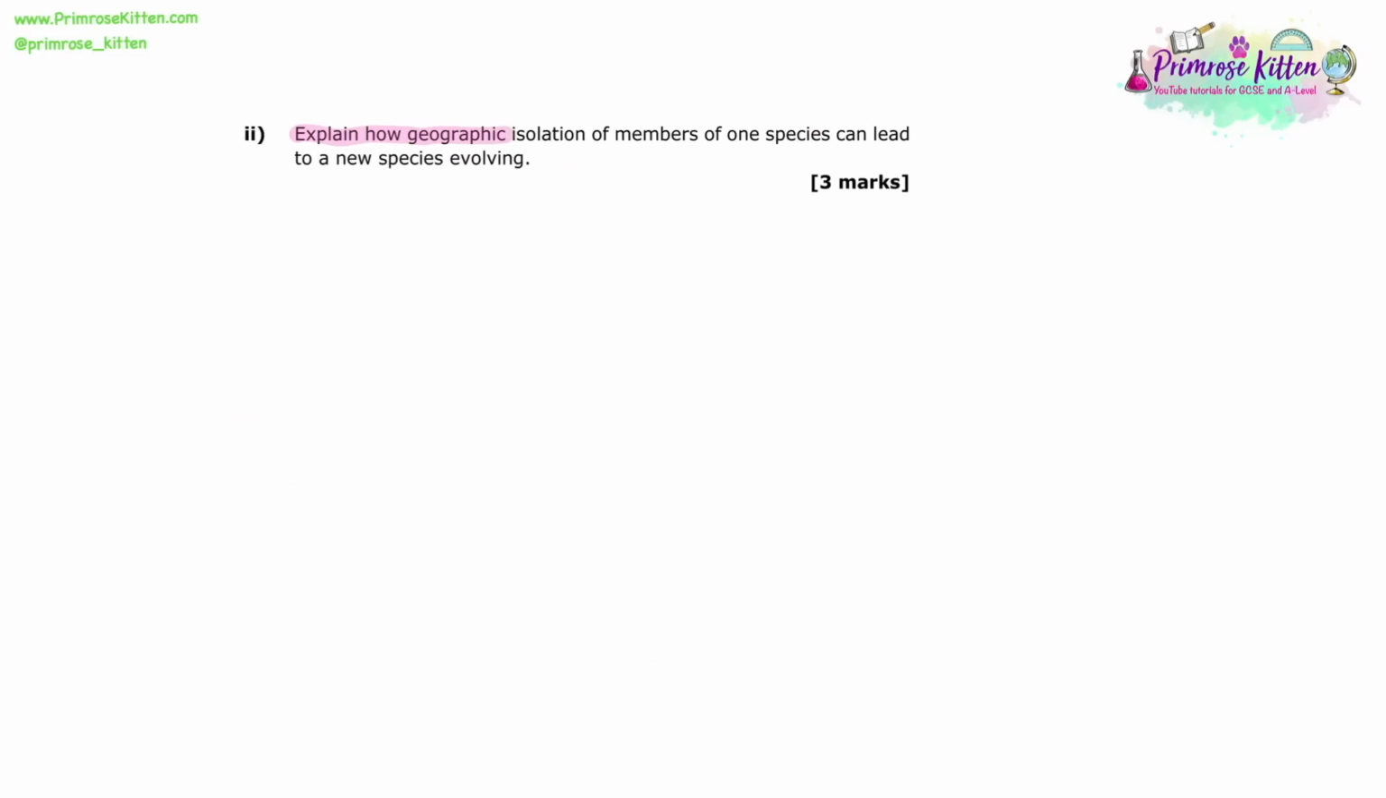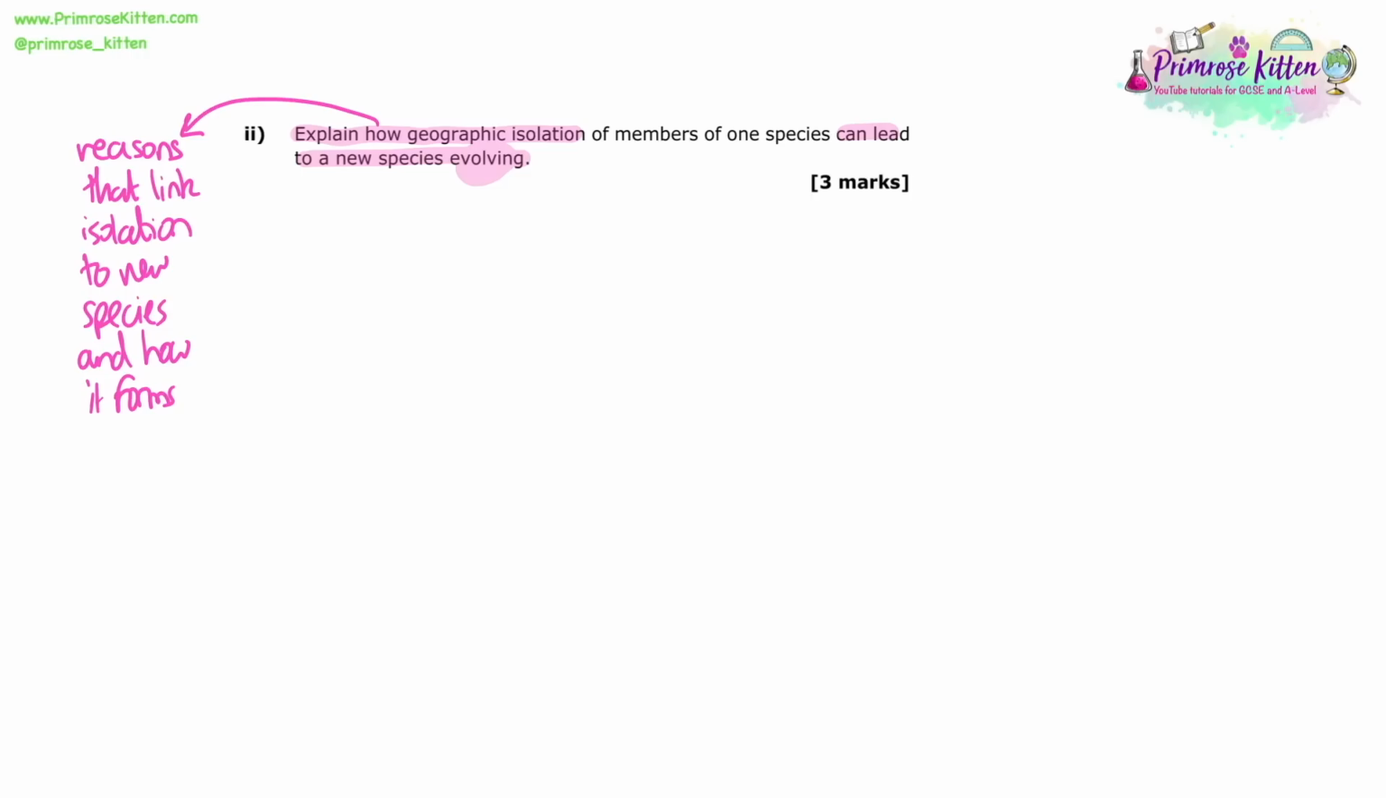Explain how geographic isolation of members of one species can lead to a new species evolving. So now it's asking us to explain, like what I was just saying, how geographic isolation, so how the separation of those members of one species and then natural selection and evolution can then lead to that new species evolving. So we need to link this idea of isolation, and then how a new species forms from it.